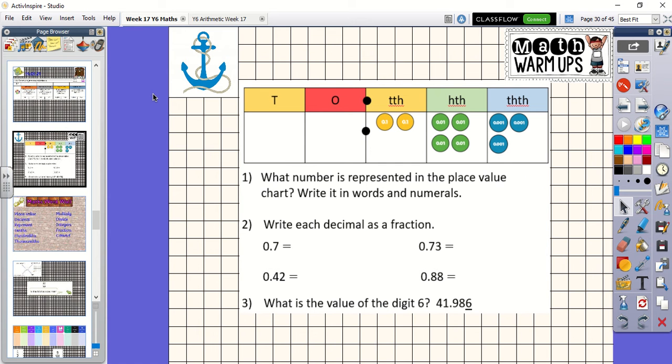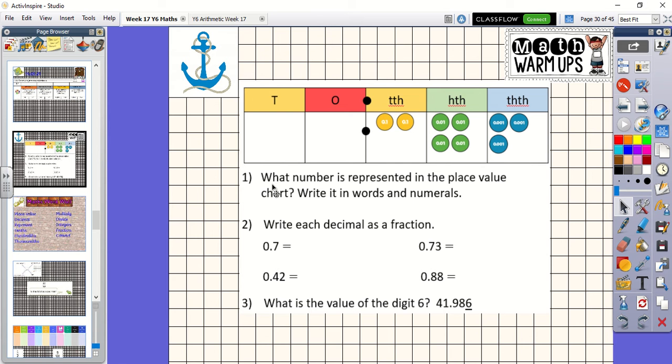Okay then, so to warm our brains up, we have got a couple of questions here. So number 1, what number is represented in the place value chart? Write it in words and numerals. So very similar to our warm-up question from yesterday. So I would like you to pause the video here now and have a go at question 1 for me, and then you can come back and see whether you've got the correct answer.